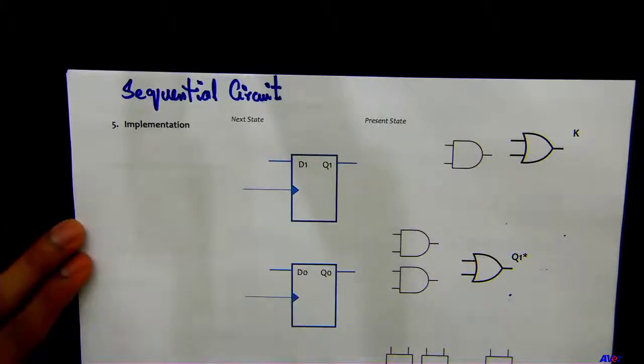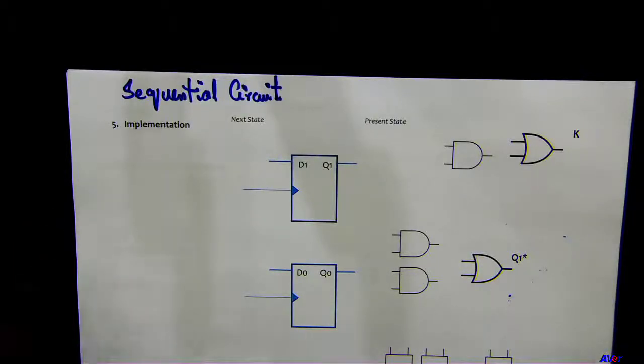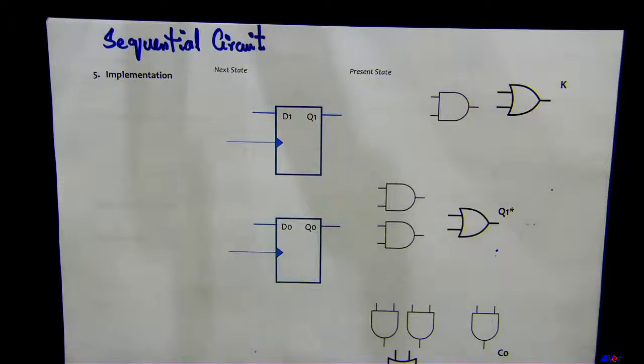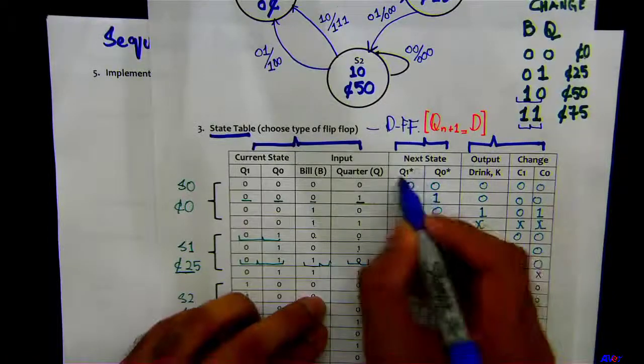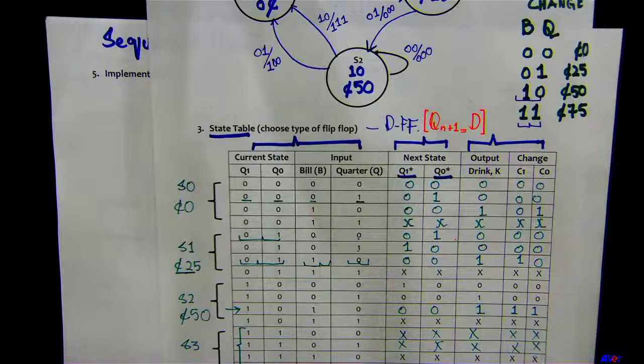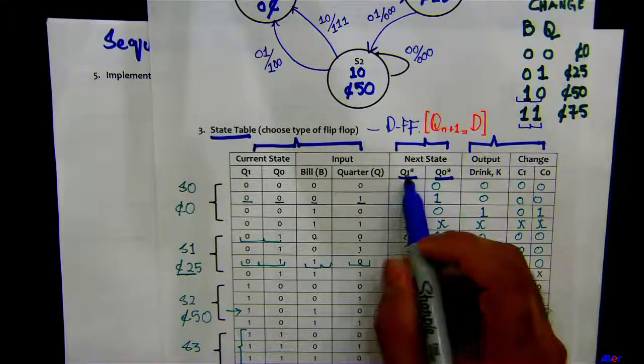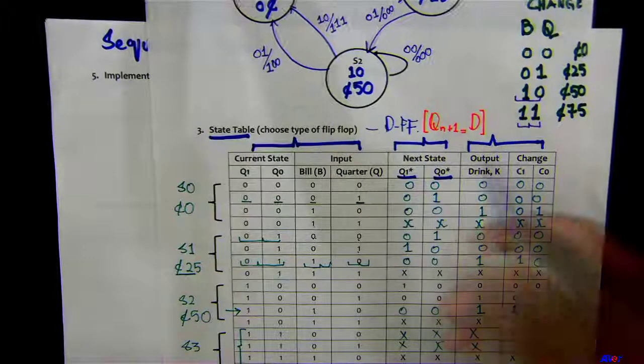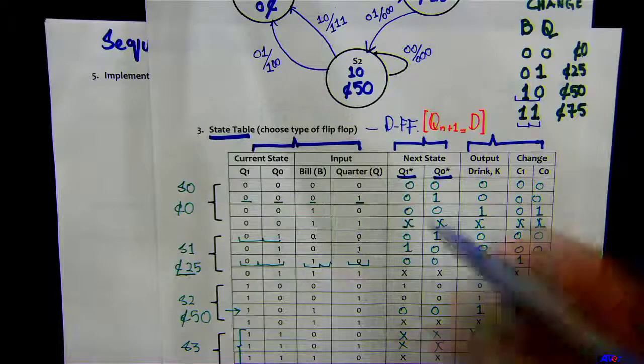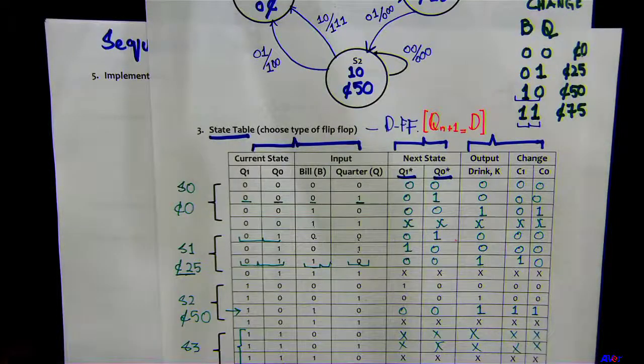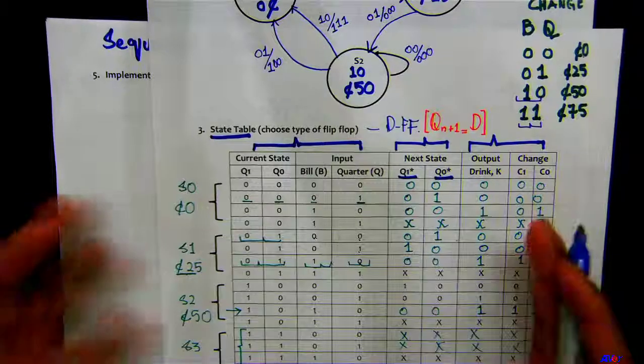Since we mentioned we are going to use D flip-flops to implement this circuit, I got two D flip-flops. Why two of those? Why not one? Because if you look at your next state, you have two variables in it, Q1* and Q0*. So I'm going to need two D flip-flops. Say if this was Q2*, Q1*, and Q0*, then you would need three flip-flops. Say it was Q3, Q2, Q1, Q0, then you would need four of them. We'll do different examples. In this example, we have two, so we need two D flip-flops.